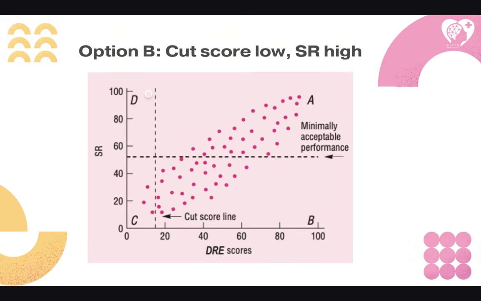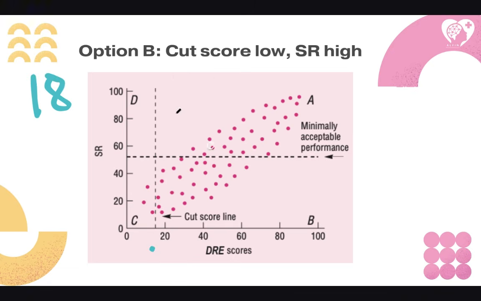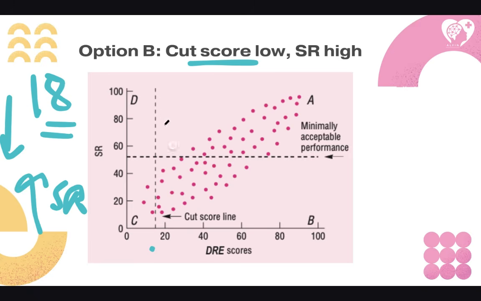This is the utility analysis approach. What is it? You set the cut score very low, this is 18, and then the selection ratio would be very high. The cut score is low because it is lenient. Then you accept many applicants, so you have a high selection ratio. Say you only reject the lowest of the low, which is 3 people.